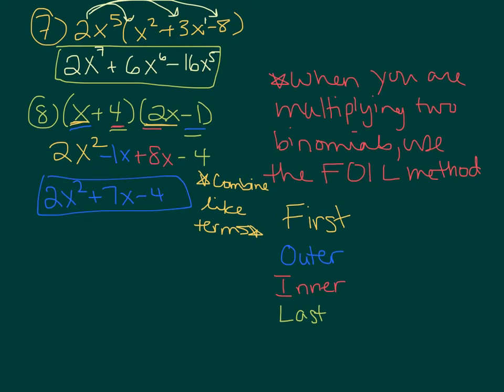The key thing to know about the FOIL method is it's not really any different from the distributive property. The thing is that you're distributing the x first to the 2x and the negative 1, then you're distributing the 4 to the 2x and the negative 1. It's just like the distributive property done twice. So we call it FOIL so that we remember to do all of the terms, so that we remember that we are going to have 4 things.